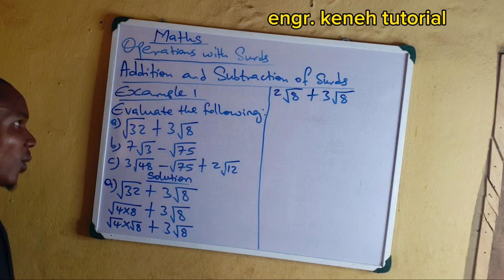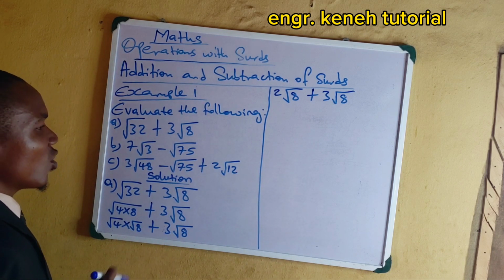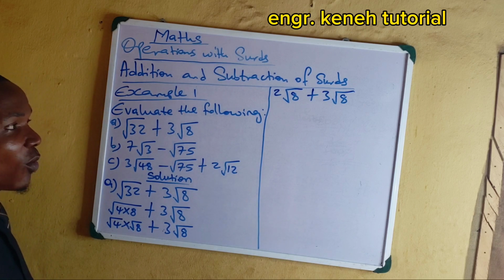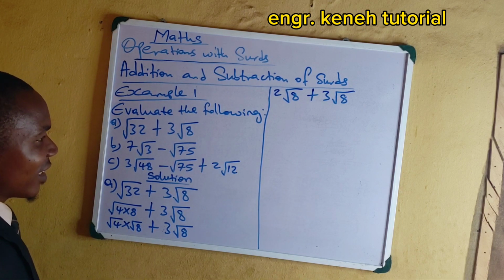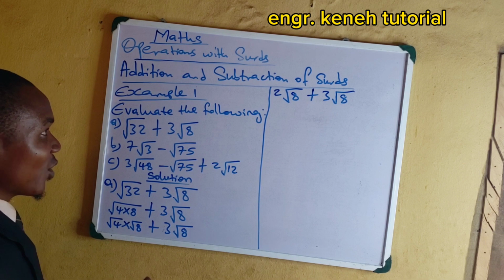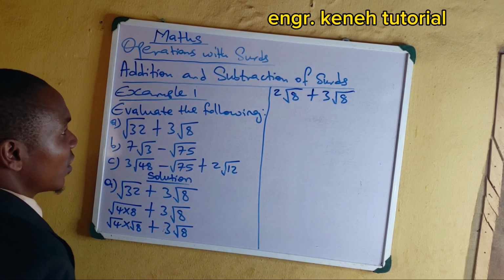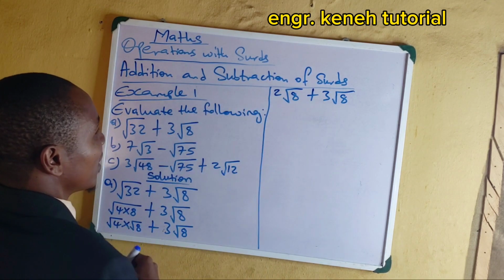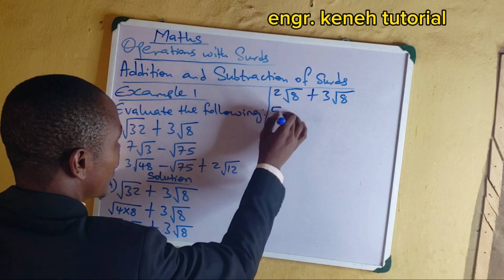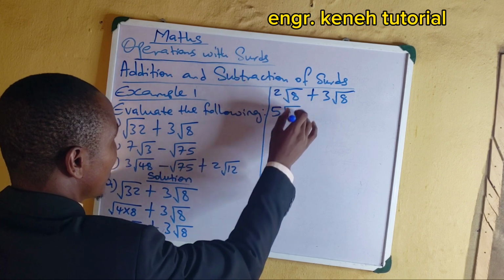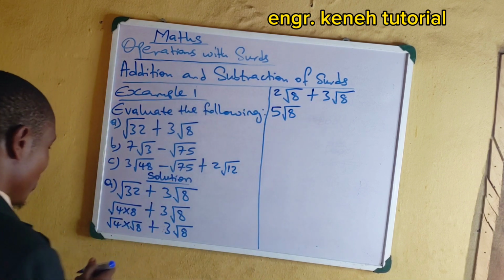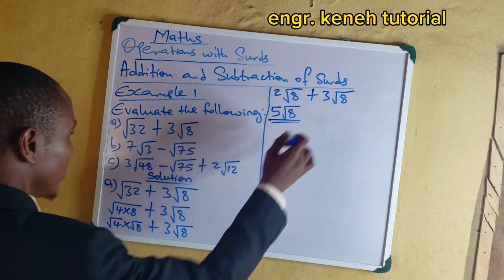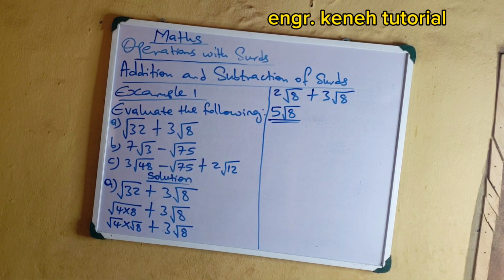For you to add this, mind you, what you are adding is just the rational part of the surds. That's what you are adding. So what are the rational parts of this? You have 2 plus 3, which will give us 5. So you have 5, then just bring this and put here. So that is how it can be solved. We have obtained this one.